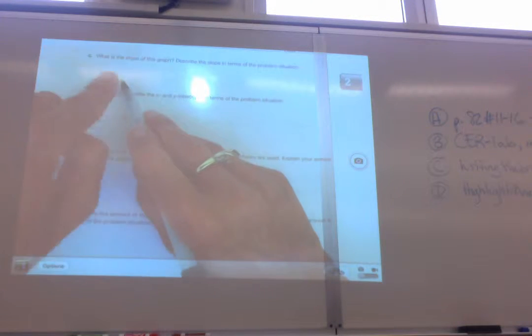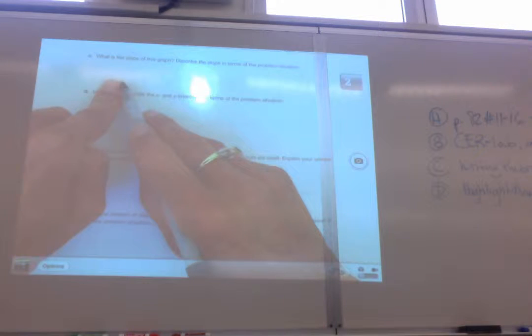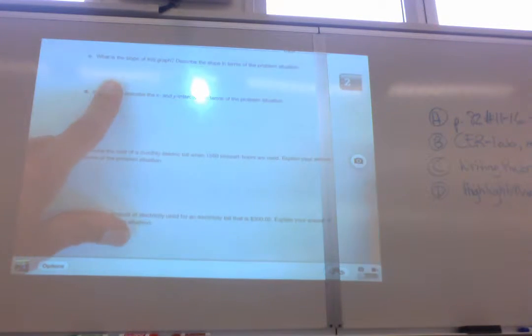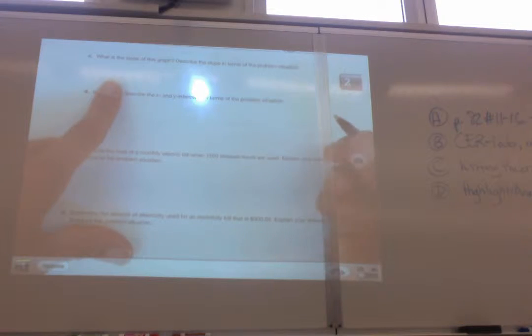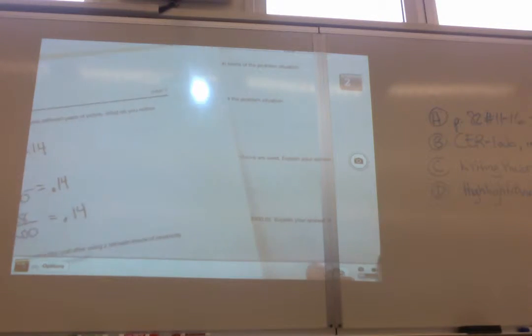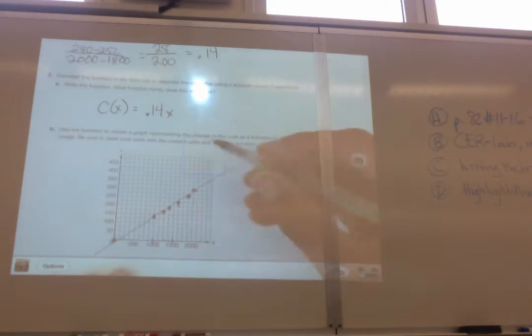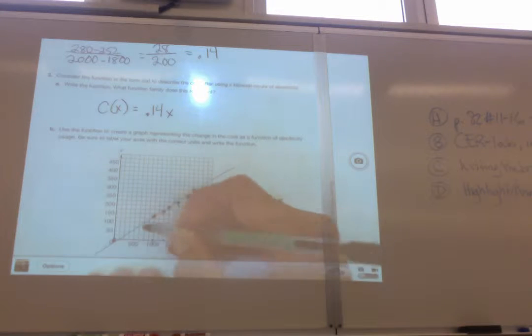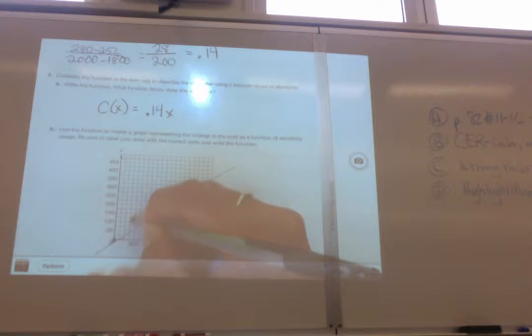What is the slope of this graph? How much up and how much over is it going each time? Yes, Molly. Up 1 over 2. But what does that represent? So she's looking at up 1 over 2. If we're talking about up 1, how far apart are those two numbers?